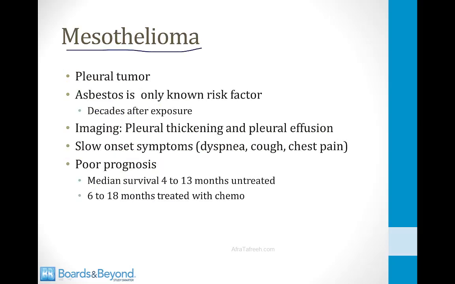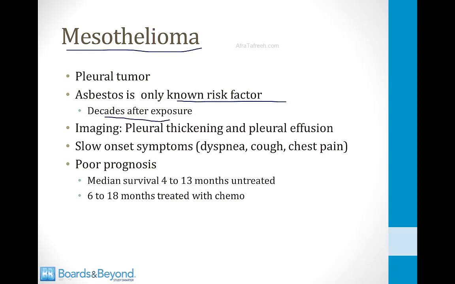The last topic I'll mention in this module is a mesothelioma. This is a very rare tumor of pleural origin. Recall that mesothelial cells are what line the pleura. This is commonly associated with asbestos exposure. Asbestos is the only known risk factor for mesothelioma, and patients who were exposed to asbestos, usually from working in shipyards, can develop mesothelioma decades after their exposure.